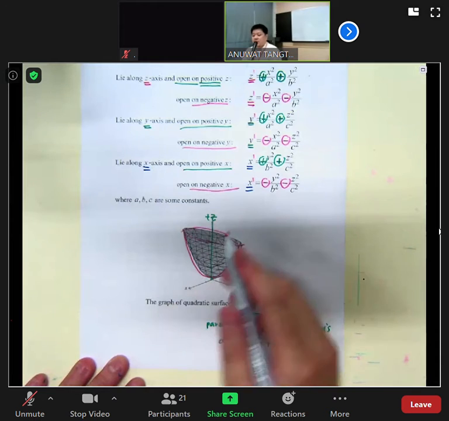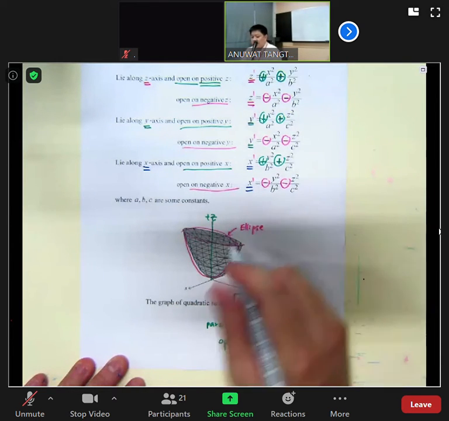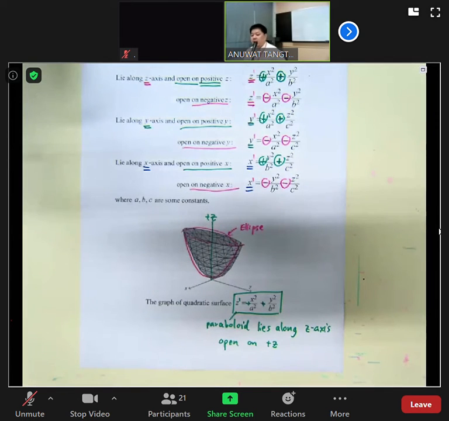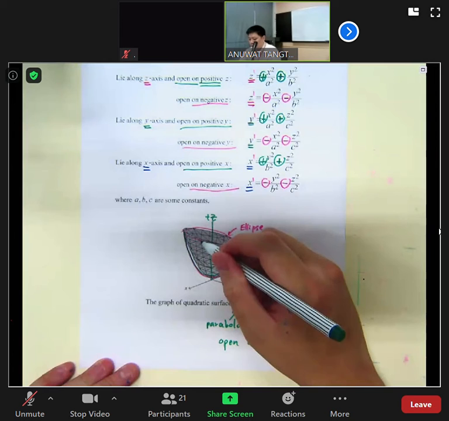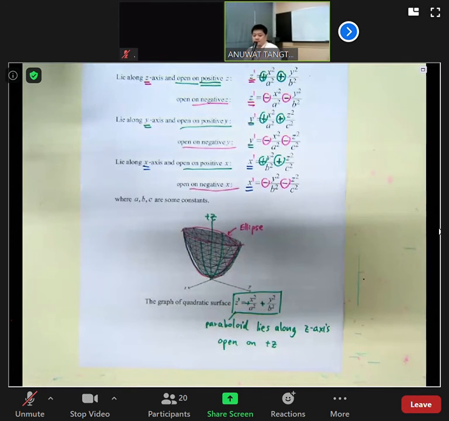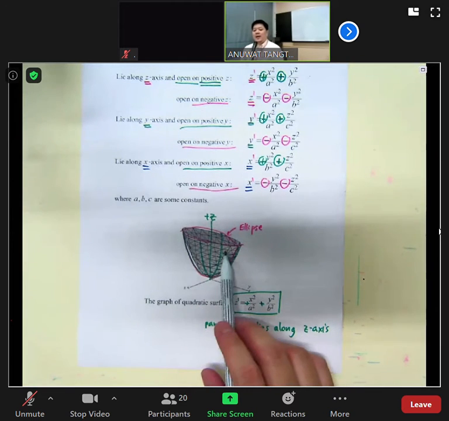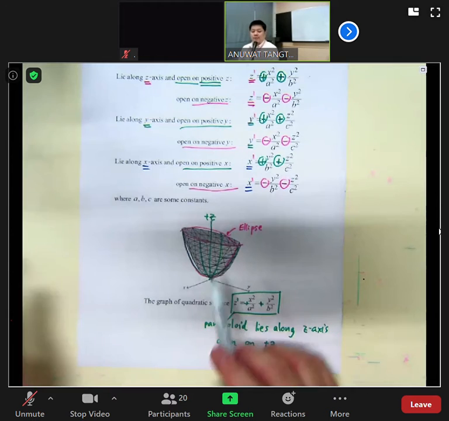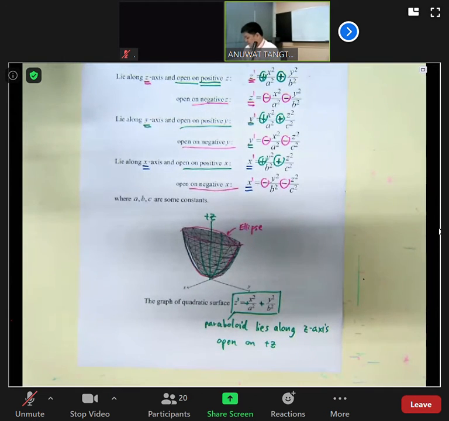Okay, the cross section here is an ellipse, and that is why it is sometimes called an elliptic paraboloid. You can see that the cross section here would be a parabola, and the cross section on the xy plane would be another parabola. So this surface is combined by two parabolas, and the shape of the elliptic paraboloid is given like this.